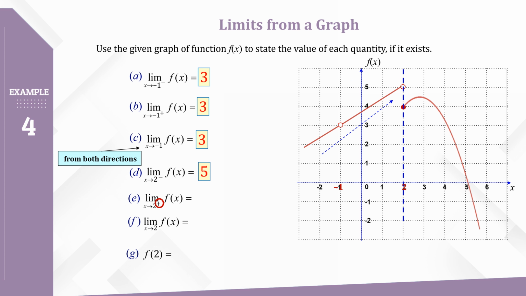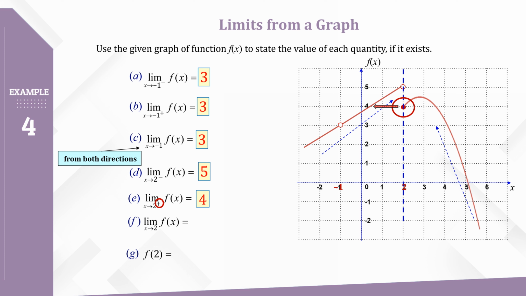Then how about the right side of x equals 2? In the right region, we can see the right function as a curve. Using this right function to approach from the right side toward the x equals 2 line, we can see the y value will be 4.